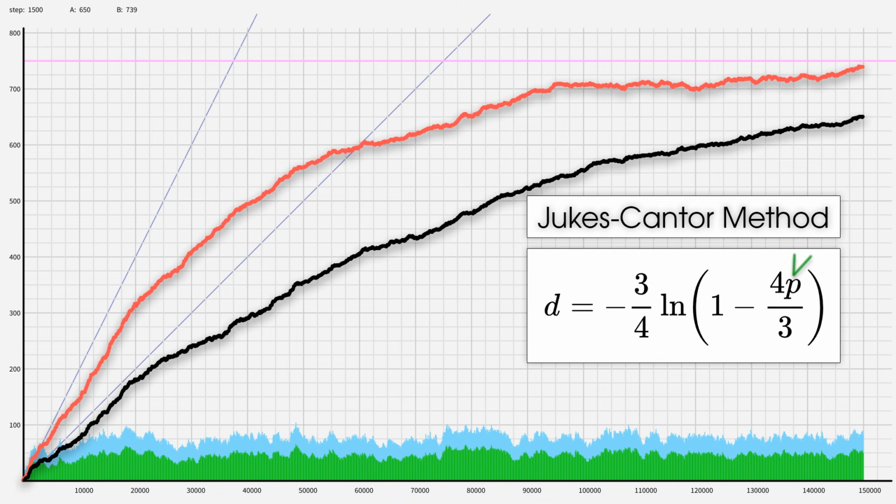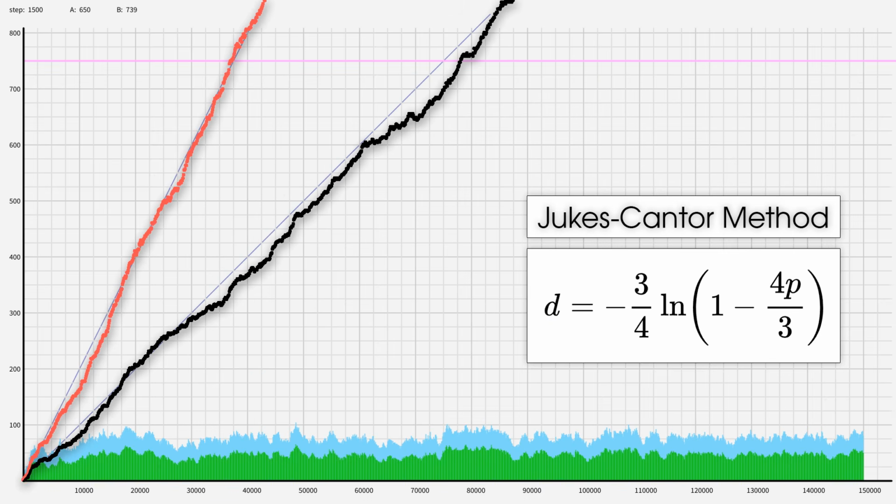We plug the observed fraction of mismatches between the populations into the formula and calculate the corrected number of mutational substitutions. Using this formula, the results fall into place, demonstrating a linear dependence on time. I should note that in practice, researchers use more complex formulas which account for the different proportions of nucleotides in the sequence and the probabilities of transitions between various nucleotides.